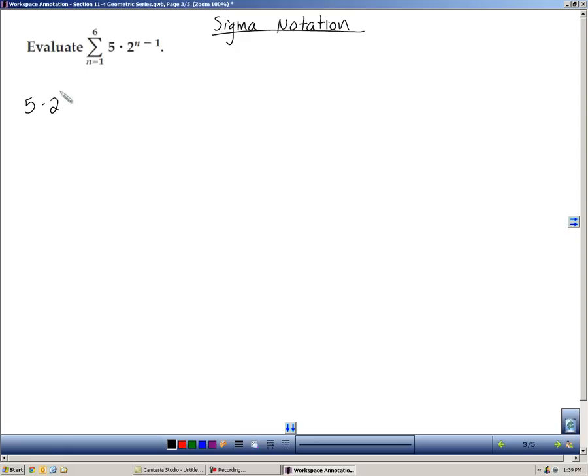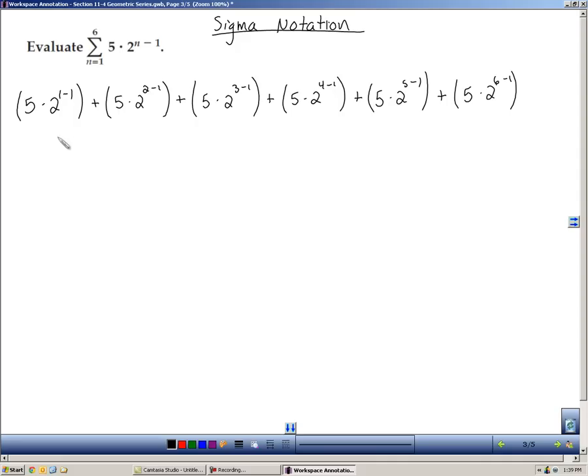So I'm going to take n of 1 and plug that into the top. And I'm going to add that to the next one, which is 5 times 2 to the 2 minus 1. So I increase n by 1. If I keep increasing n by 1, I get these 6 values that I'm going to add together, 5, 10, 20, 40, 80, and 160, for a total of 315.